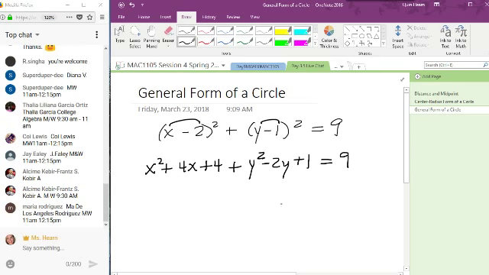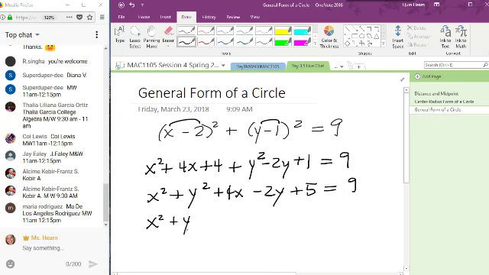All right, combining like terms on the left here, we get x squared. And by the way, we like to write it in descending order of the exponents. So I'm going to put x squared and y squared, 4x and negative 2y. And then I'm going to add the 4 and the 1, and that's going to be 5, plus 5 equals 9. To get it in general form, it's kind of like the standard form of a quadratic, we're going to get 0 on one side. So I'm going to subtract this 9. We get x squared plus y squared plus 4x minus 2y minus 4 equals 0.